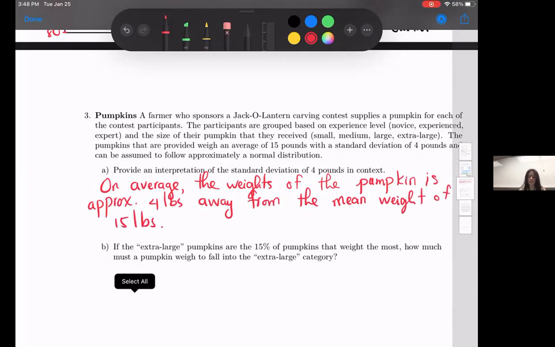I don't want to hear standard deviation in the context. I know what 4 is, but I need units: 4 pounds away. You can put the average at the beginning or at the end, so somebody can say the weight of the pumpkin is approximately 4 pounds away from the mean weight of 15 pounds, comma, on average. Or on average in the beginning. I usually do it in the beginning, so I don't forget.